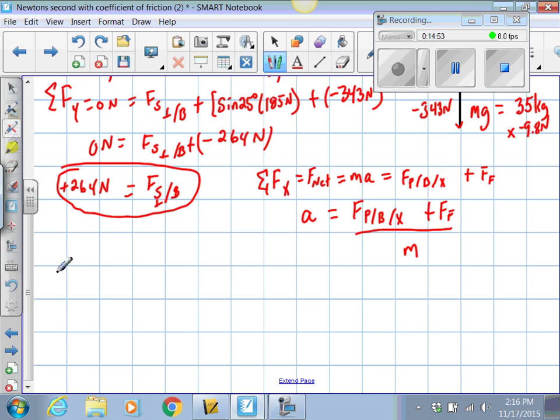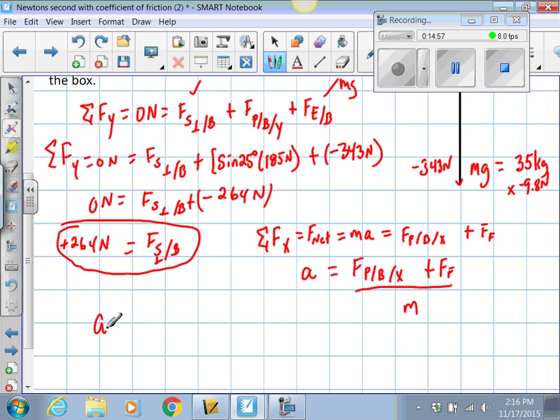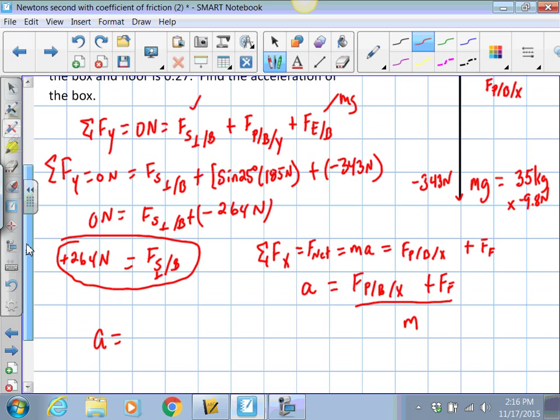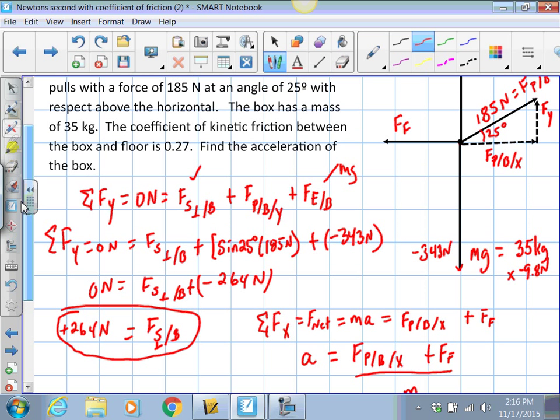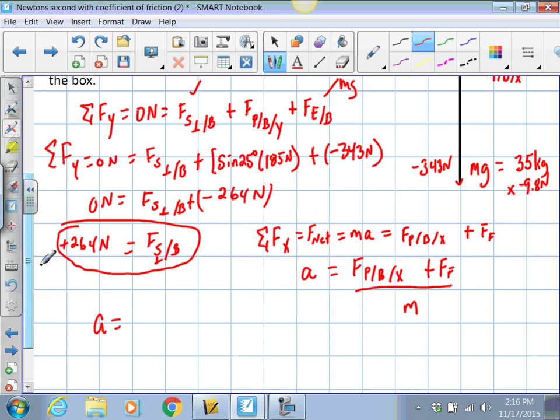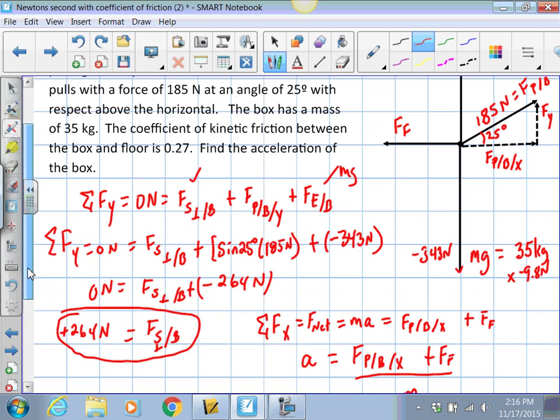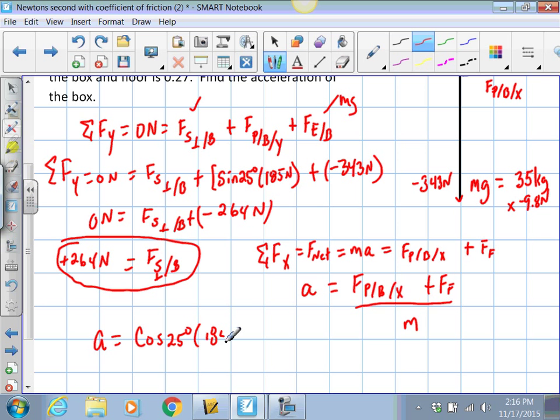All right, now how can we rewrite the force of the person on the box in the x using the diagram? Cosine of 25 times 185. So for this one, cosine 25 degrees times 185. I don't need to know that number yet. Plus force of friction. Where do we get the force of friction?